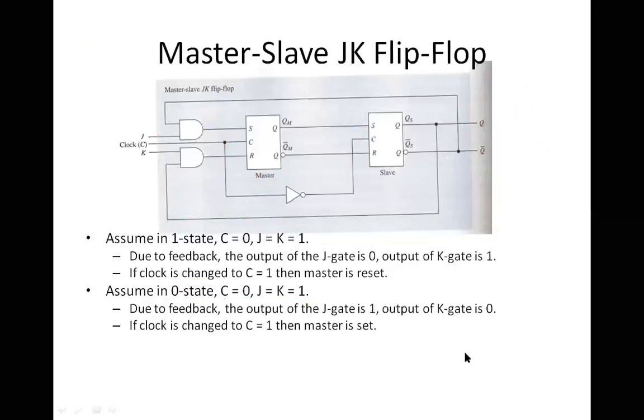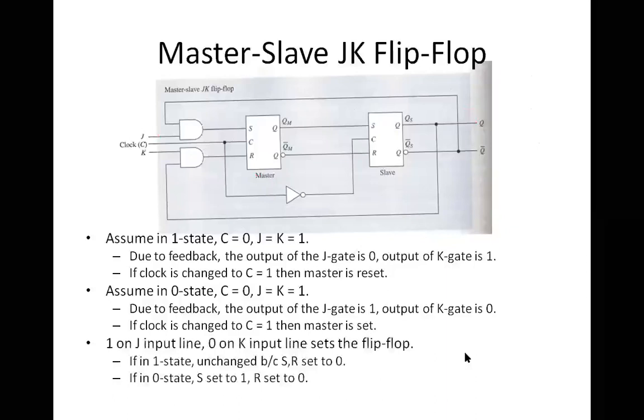Let us go to the next assumption. 1 on J input line and 0 on K input line sets the flip-flop. Set means 1. If it is in the 1 state, then it is unchanged because S and R will be set to 0. If it is in the 0 state, I'm just summarizing here, then S is set to 1 and R is set to 0. Whatever we got here, the same thing I have summarized here.